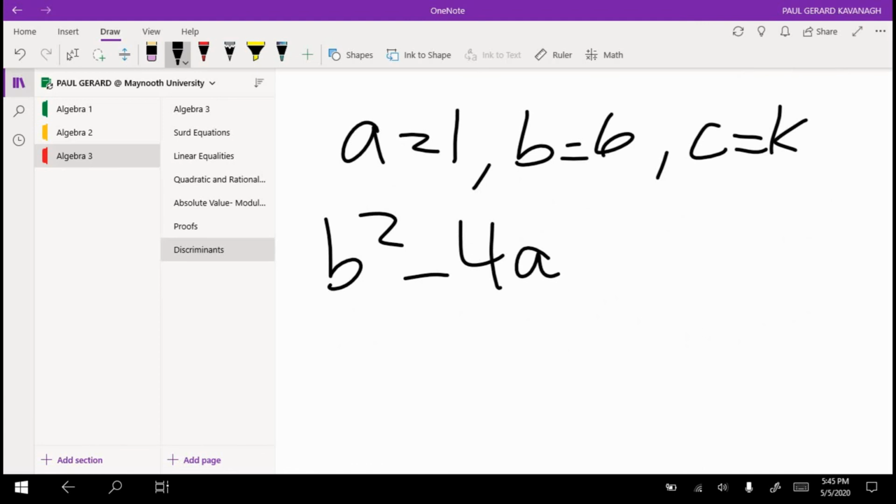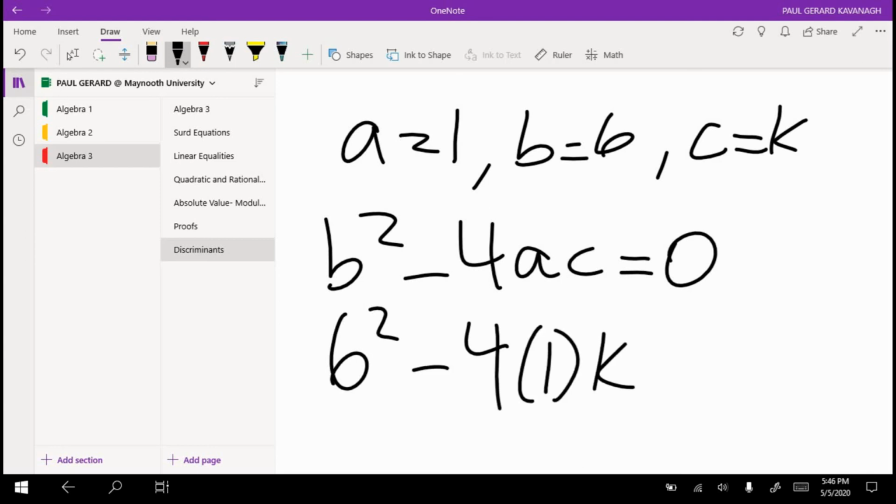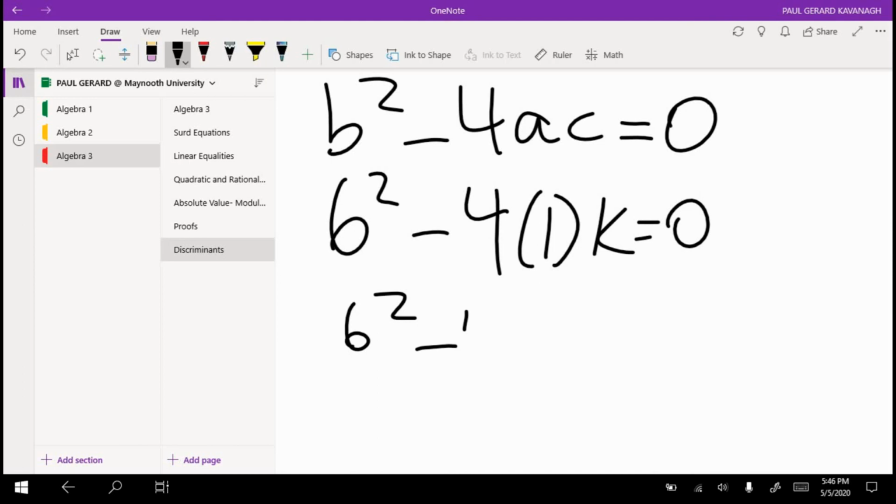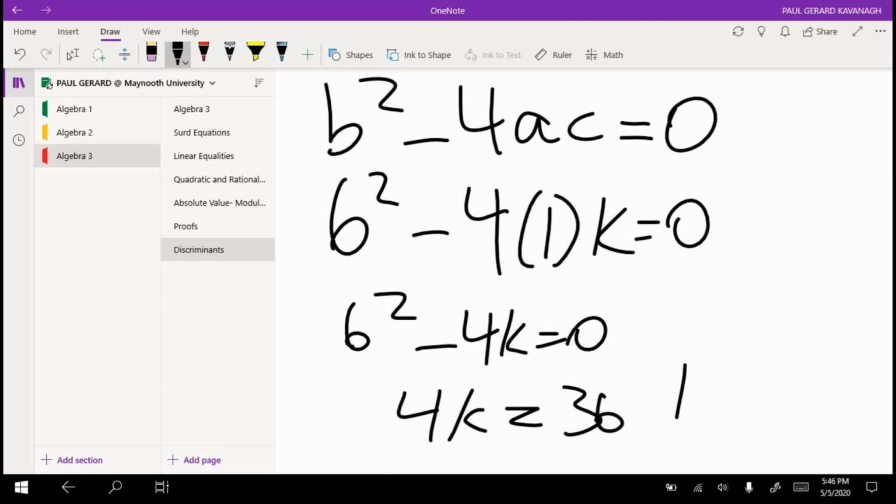is equal to 0. And you would say 6 squared minus 4 times 1 times k is equal to 0. And what we're writing is 36 minus 4k is equal to 0. 4k is equal to 36. k is equal to 9. Okay, so obviously, as you saw there, this is an example of where it's equal to 0.